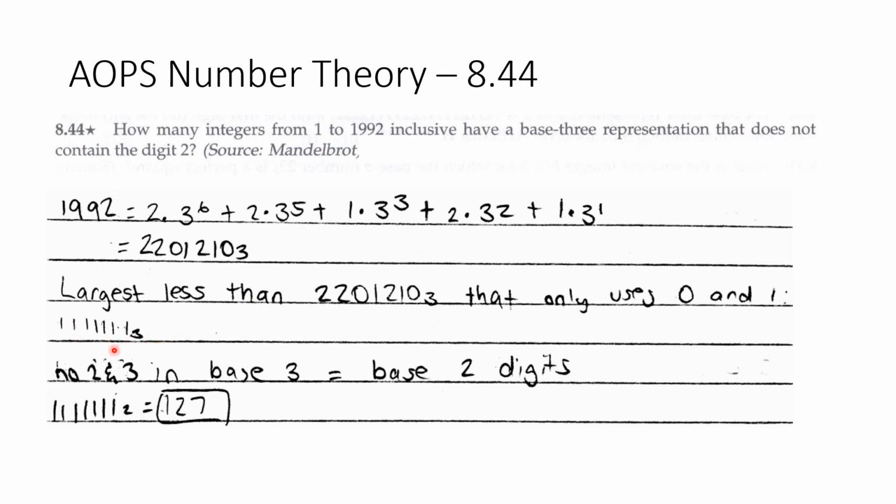So that's 1111111 in base 3. Since there's no 2 in base 3 here, that means you only use binary digits. So if you convert this in base 2, it is equal to 127.